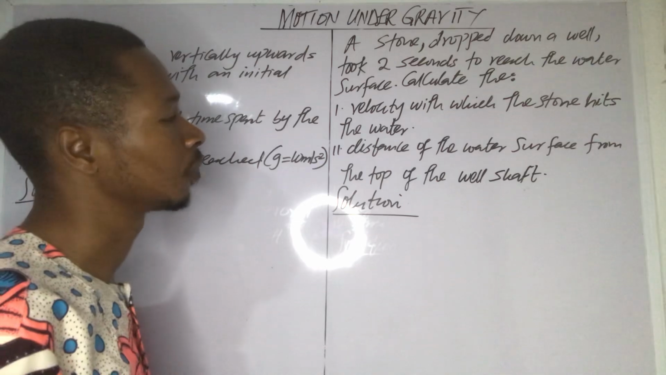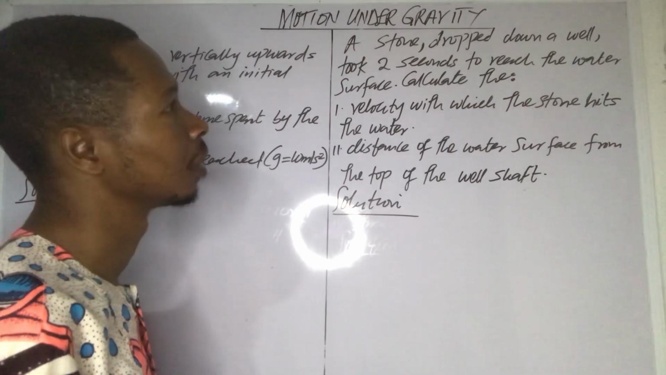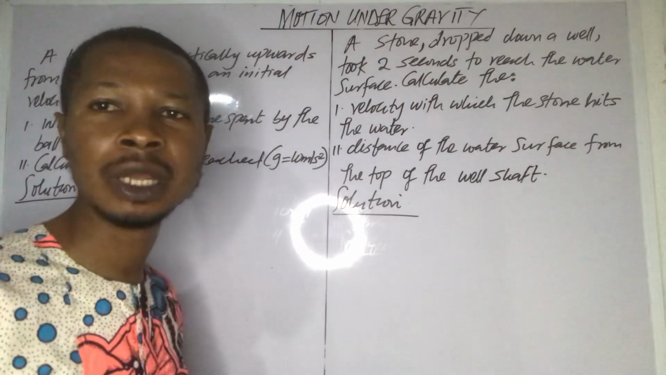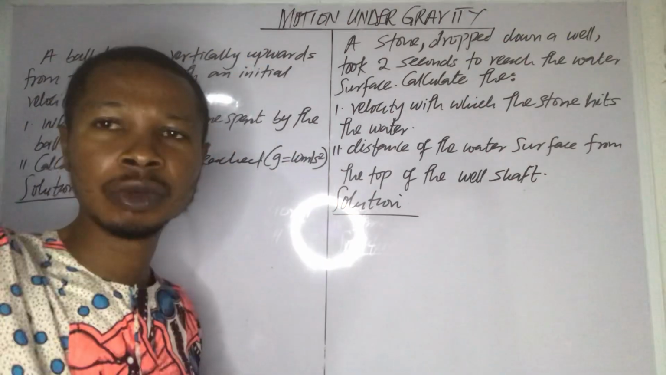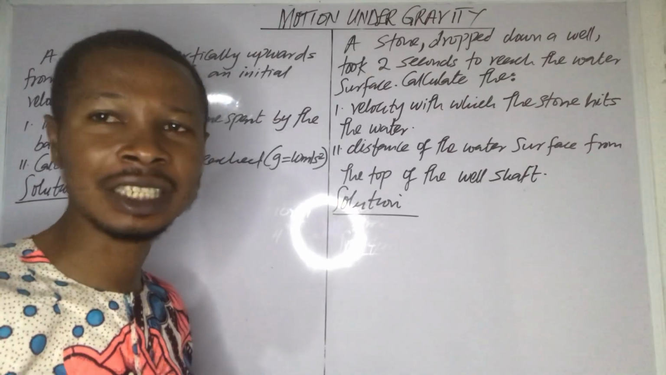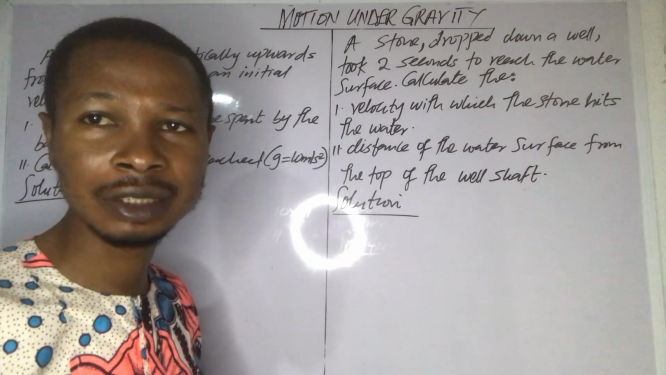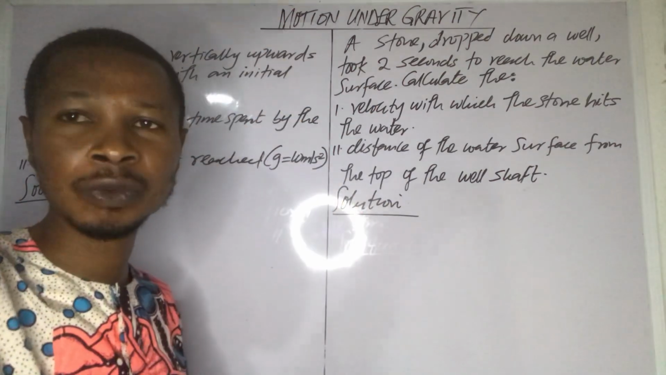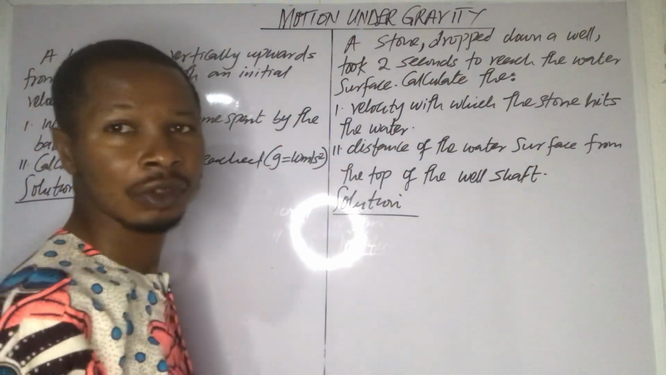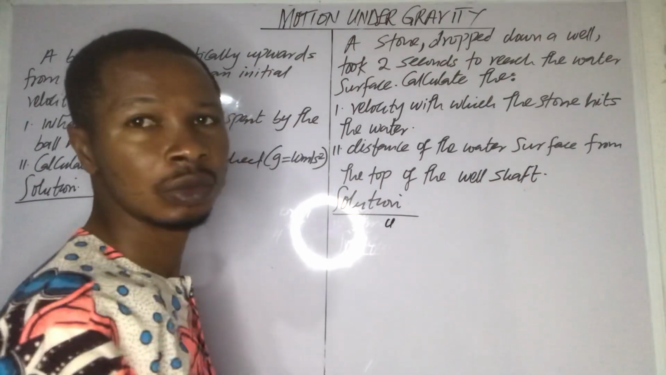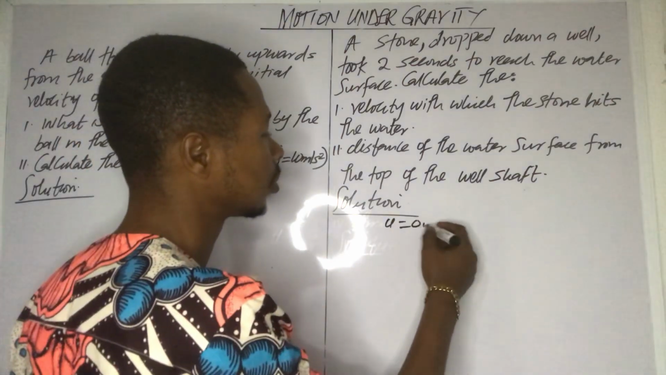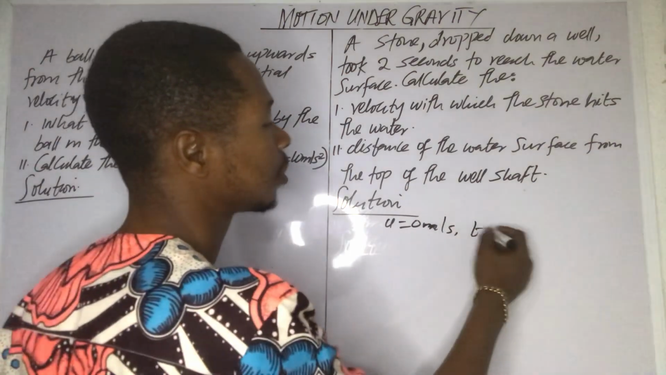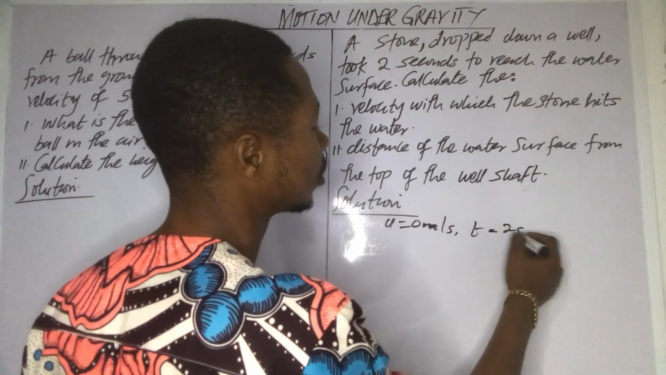Distance of the water surface from the top of the well. A stone dropped down a well took 2 seconds. When a body is dropped from a height, its initial velocity is taken as 0 meter per second. Since the stone is dropping from a height, its initial velocity, that is u, should be equal to 0 meter per second. Then time, it took 2 seconds.